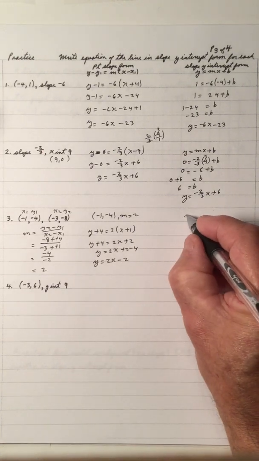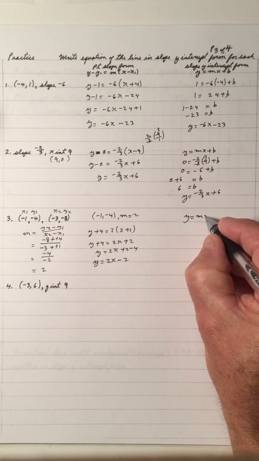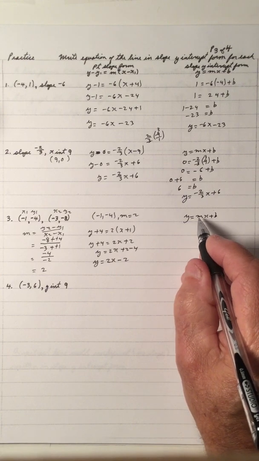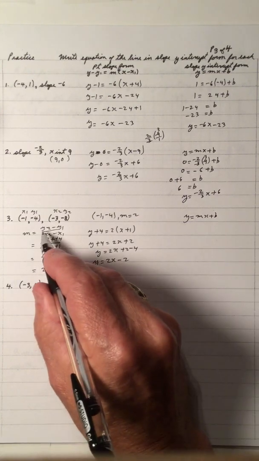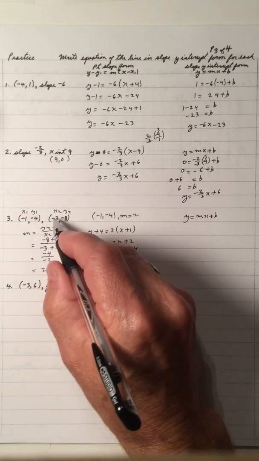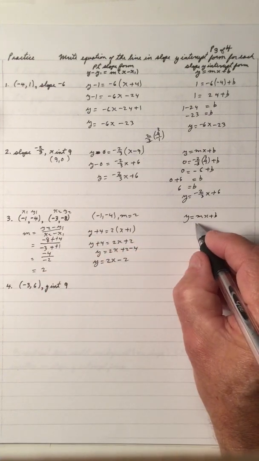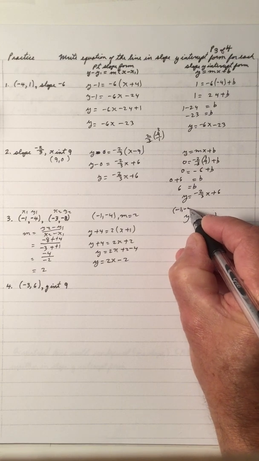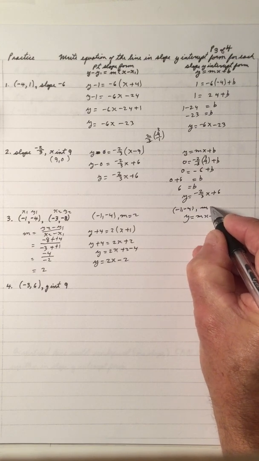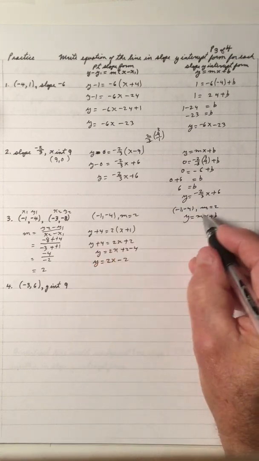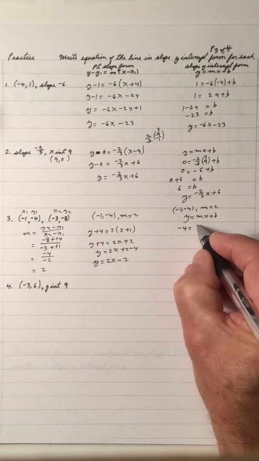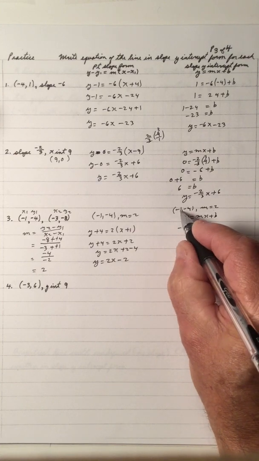Or if you want, you might plug it into y equals mx plus b, your choice. But if I do this form, I have to still find the slope of 2 first. So I work out the slope of 2. Now I can plug that information in here. So I'll pick the point (negative 1, negative 4) with the slope of 2. As I did here, plug in y is negative 4. The slope is 2. x is negative 1.